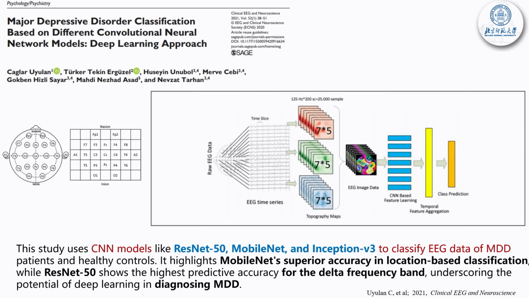And here is an example of CNN. Here, improved versions of the CNN, like ResNet, MobileNet, and Inception, were used to classify the EEG data of major depression patients. And it's shown that MobileNet was superior in the local-based classification, while ResNet shows the highest prediction for the delta frequency band, which could also show how to use EEG to classify major depression.